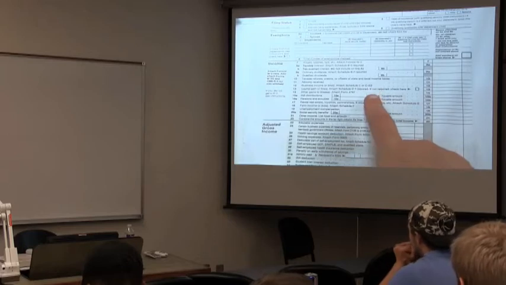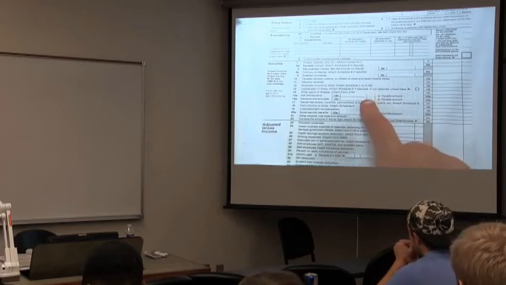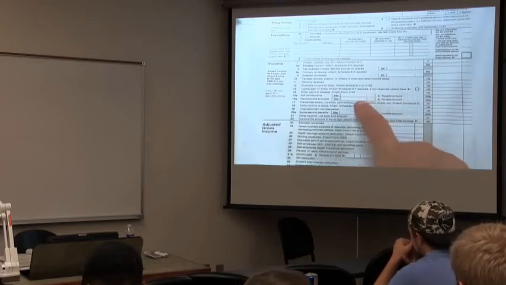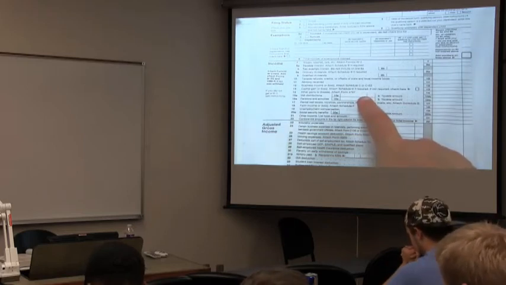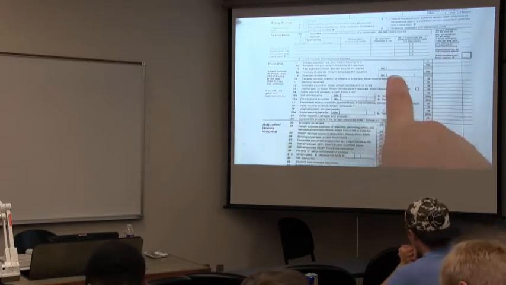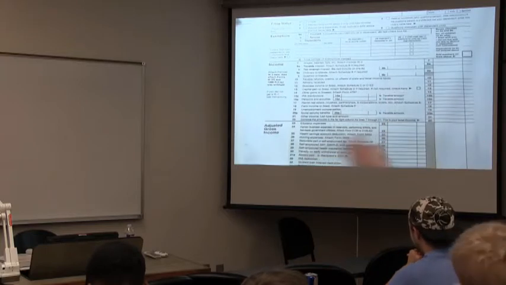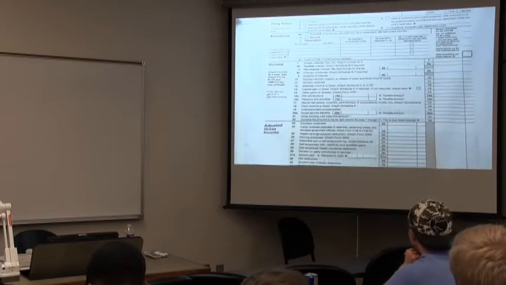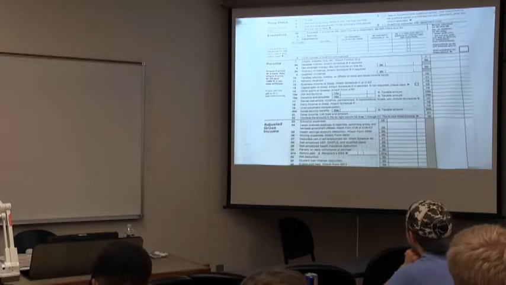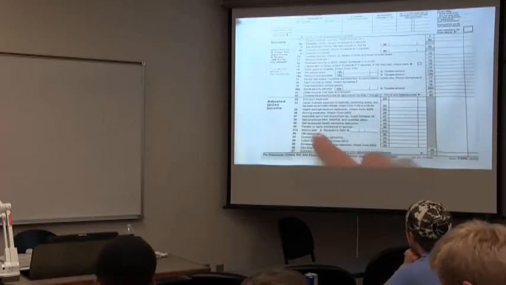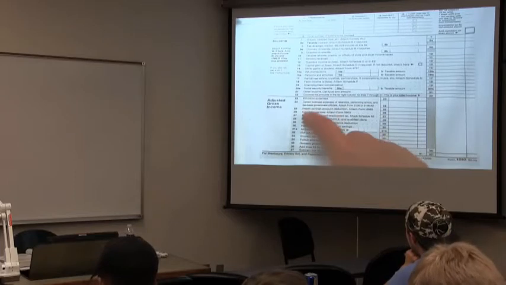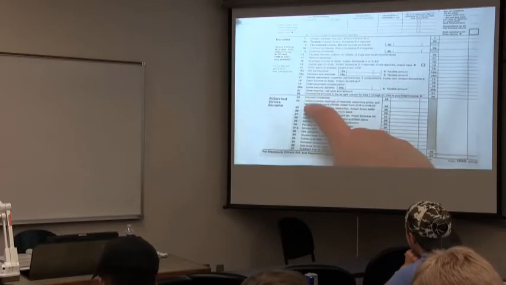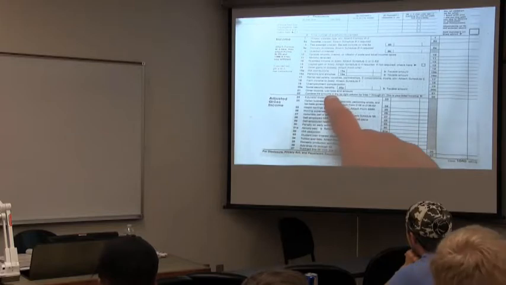Also, IRA distributions and pensions and annuities, just because these have both taxable and non-taxable pieces. The same thing with qualified dividends. So that's why those are reported. And then anything in this section right here is either going to be called an adjustment or an above the line deduction.